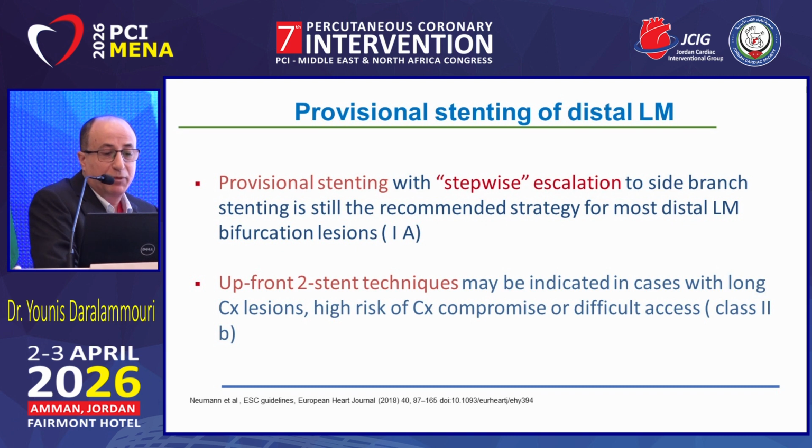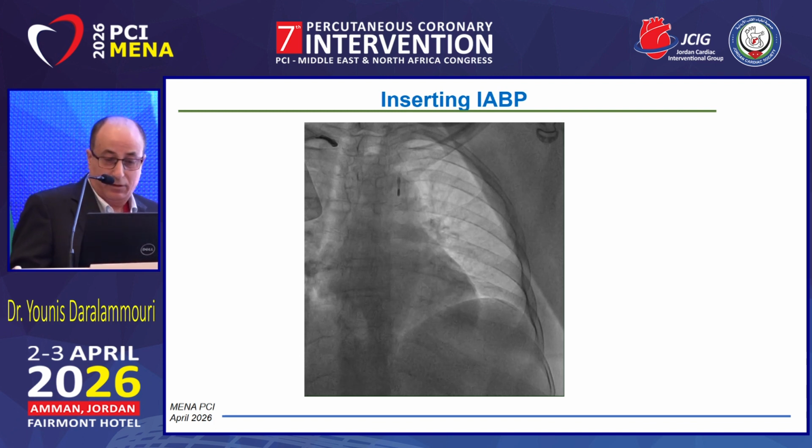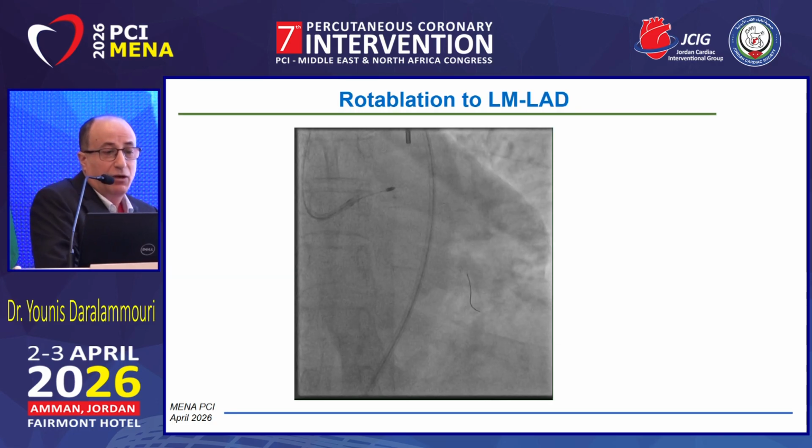An upfront two-stent strategy may be considered in selected cases when there's a long circumflex lesion, high risk of compromise, or difficult access. Our procedure plan included femoral access, mechanical circulatory support with an intra-aortic pump, rotational atherectomy, followed by IVUS-guided DK crush. We began the intervention by inserting an intra-aortic pump.